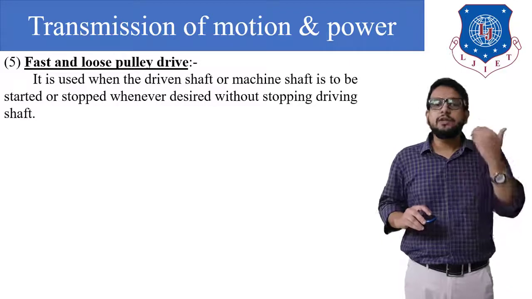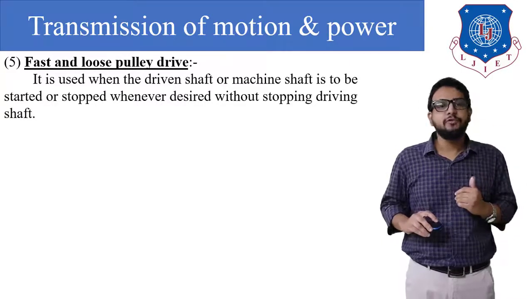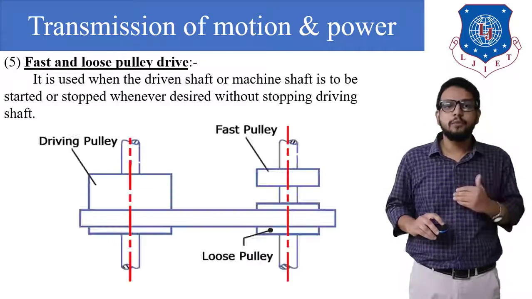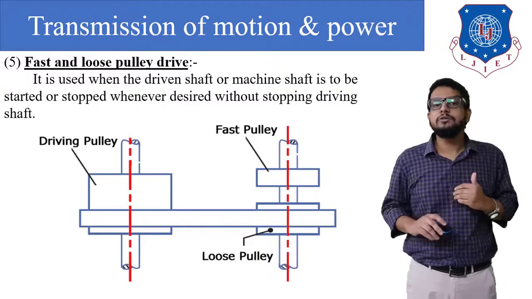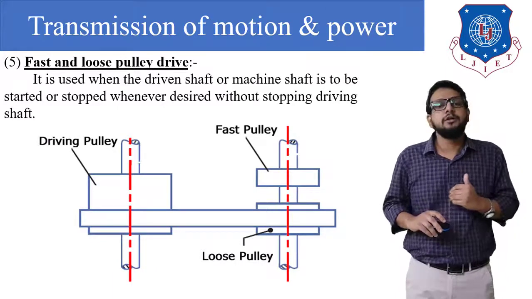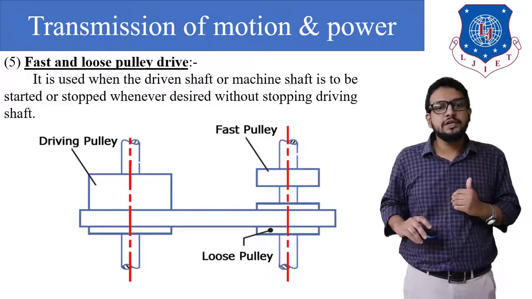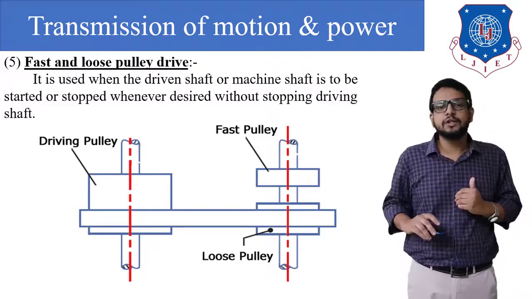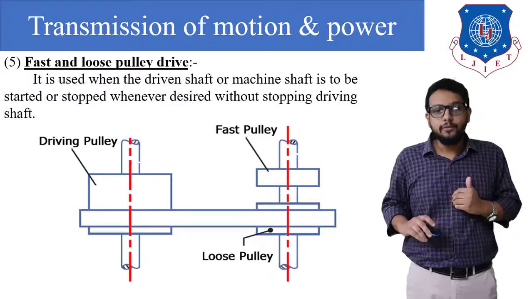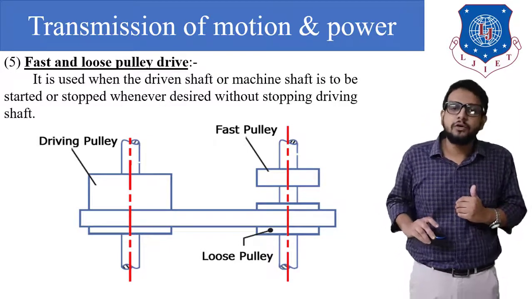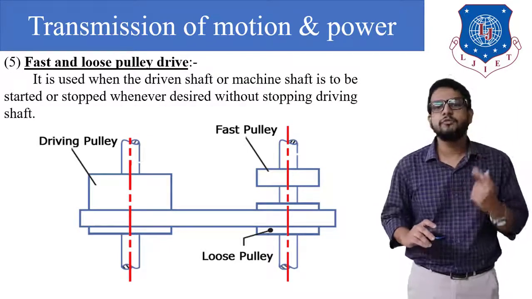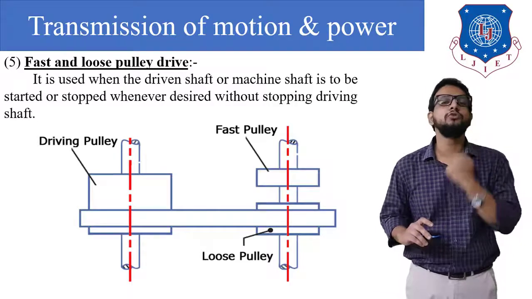It is used when a driven shaft or a machine shaft is to be started or stopped whenever desired without stopping the driving shaft. So as you can see, the diagram top view is shown. One is a driving pulley and another one is a driven pulley. Now on a driven pulley, there are two pulleys mounted on a driven shaft. One is a fast pulley, another one is a loose pulley.